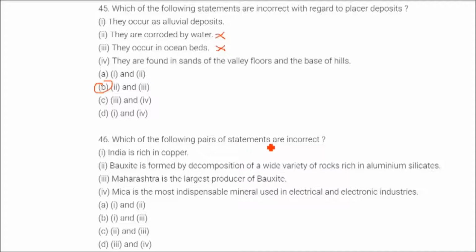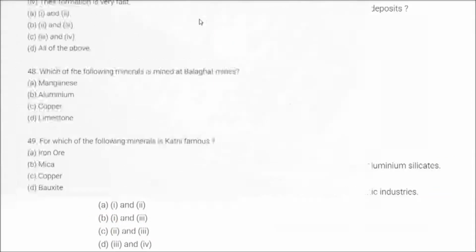Others are correct. Which of the following pairs of statements are incorrect? So you have to say incorrect, right? So 46. India is rich in copper? No, it is not. Bauxite is found by the decomposition of a wide variety of rocks rich in aluminium silicates. This is correct. Maharashtra is the largest producer of bauxite. Is this correct? This is not correct. Mica is the most indispensable mineral used in electrical and electronic industry. This is correct. So we'll go with first and third. That comes in B. So this is the correct answer.